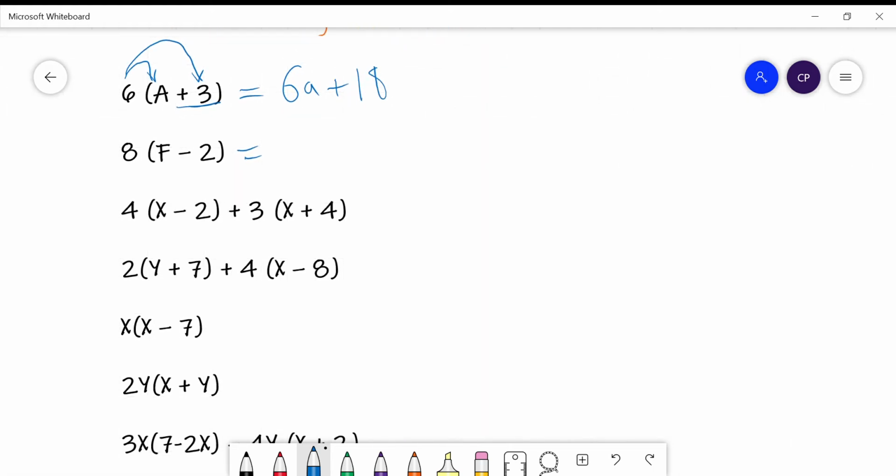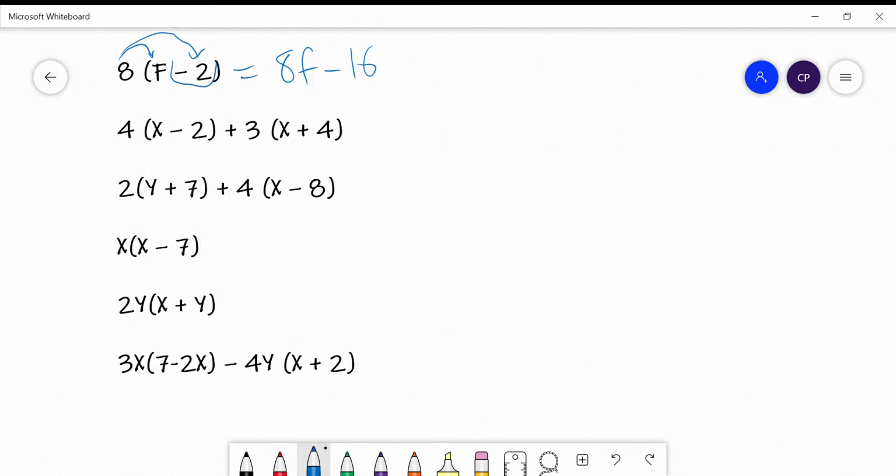For the next one, same idea. Everything outside the bracket needs to be multiplied by everything inside the bracket. Just be aware that this negative needs to be attached to that 2, and we don't want to forget it. 8 times f is 8f, and 8 times negative 2 is negative 16, because a positive times a negative is a negative. The next ones look a little mean, so we're going to break them up.